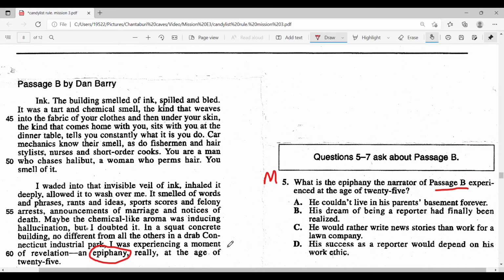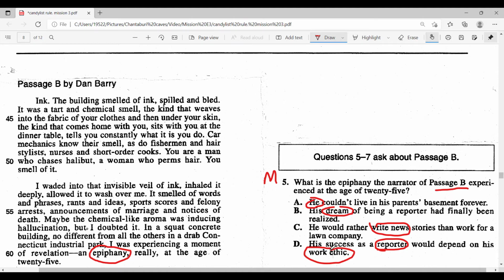All right, kids, so here we are. Answer choice A. We went ahead and circled the first noun here as he. Answer choice B says dreams. Answer choice C says write news. And answer choice D says reporter and work ethic.